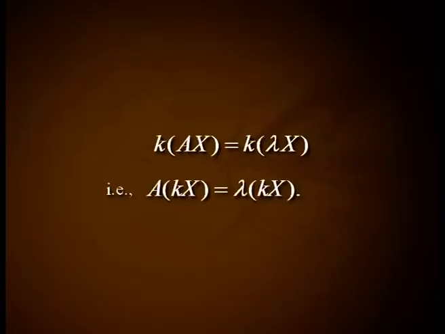Again, if lambda is the characteristic root of A, the non-zero vector x will be given by A into x equal to lambda into x. Let k be any non-zero scalar, then k into A into x equal to k into lambda into x, that is A into k into x equal to lambda into k into x. Thus, k into x is also a characteristic vector of A corresponding to the same characteristic root lambda. Thus, corresponding to a characteristic root there exists more than one characteristic vector.